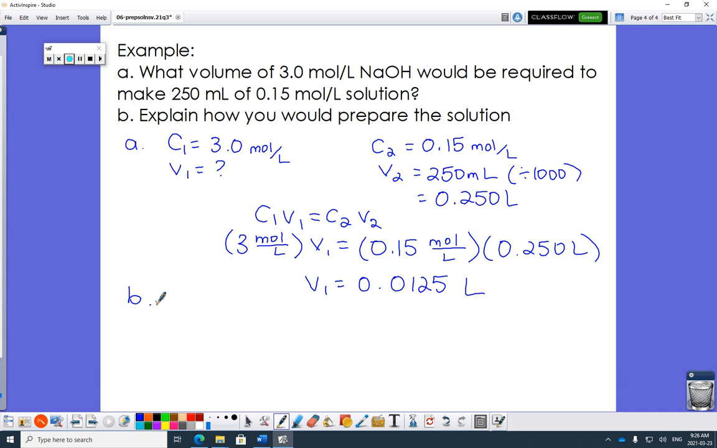First of all, unfortunately, we use liters in our calculations. However, our graduated cylinders do not measure liters. So if you have to talk about what happens in the lab, or if you had to actually go and make this, which, again, on a test or quiz you don't, but here we need to make this solution. So that means that we need to change this back into milliliters.